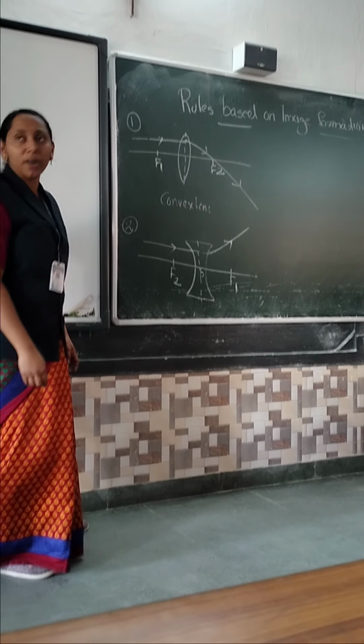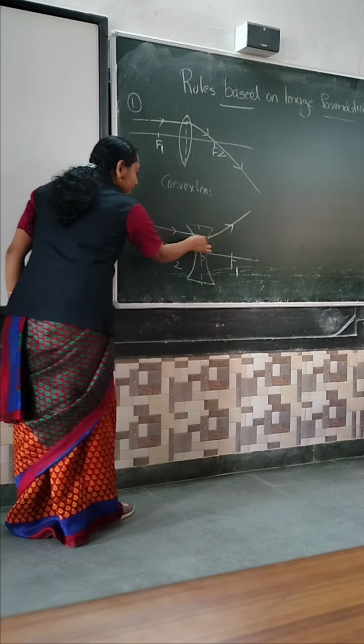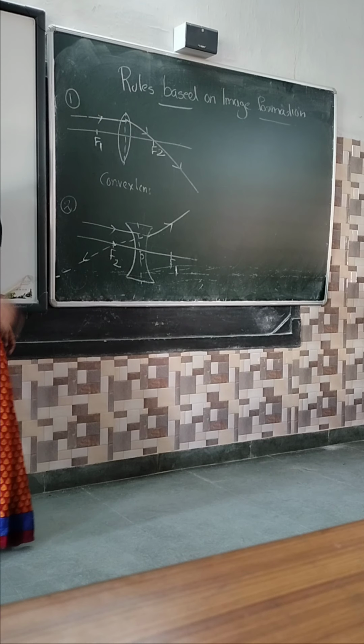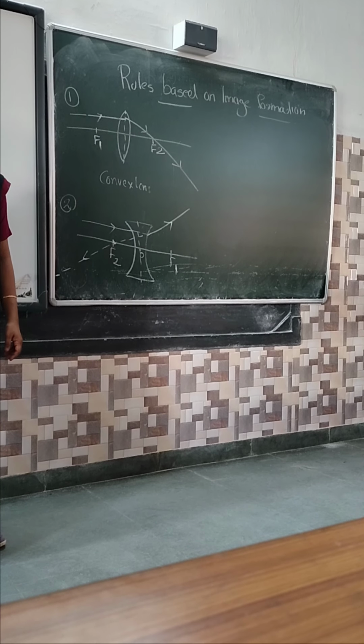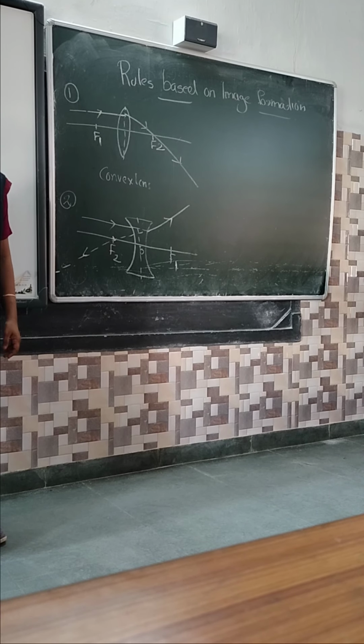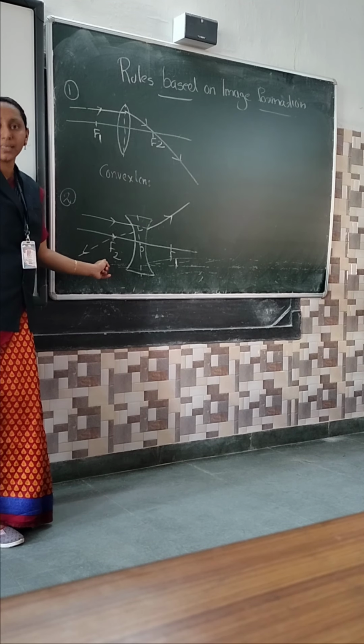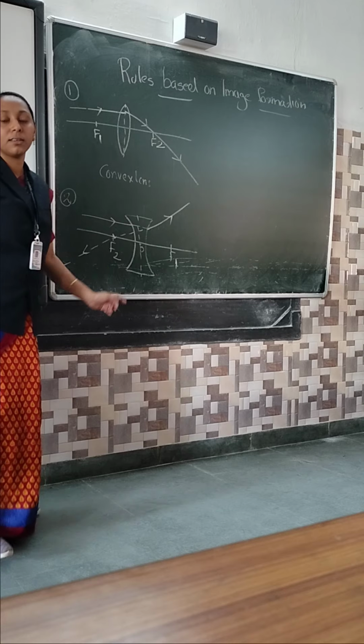We already studied this. So we extend this divergent ray, and that ray passes through a point on the principal axis. That point is called the focus. So after the divergence, it passes through a point on the principal axis. That is called the focus.